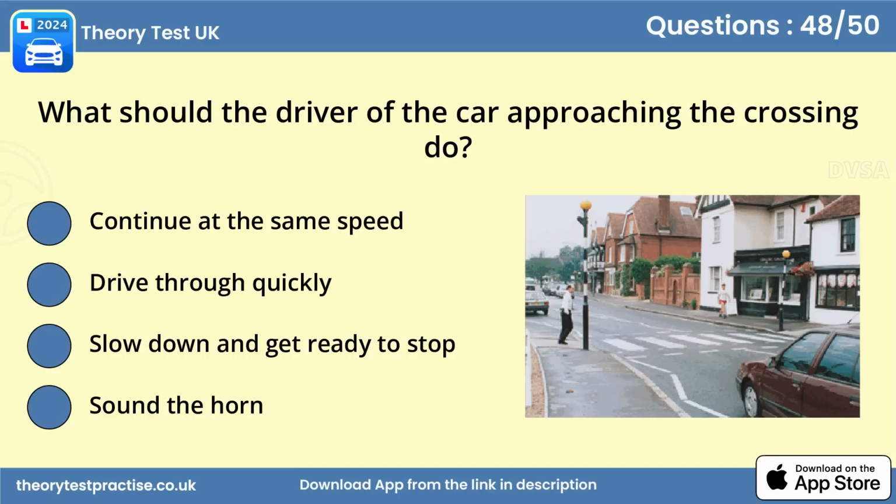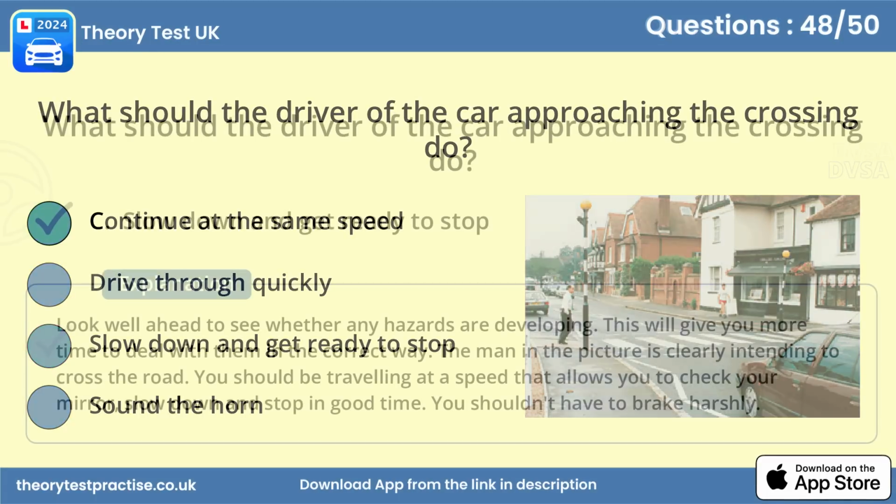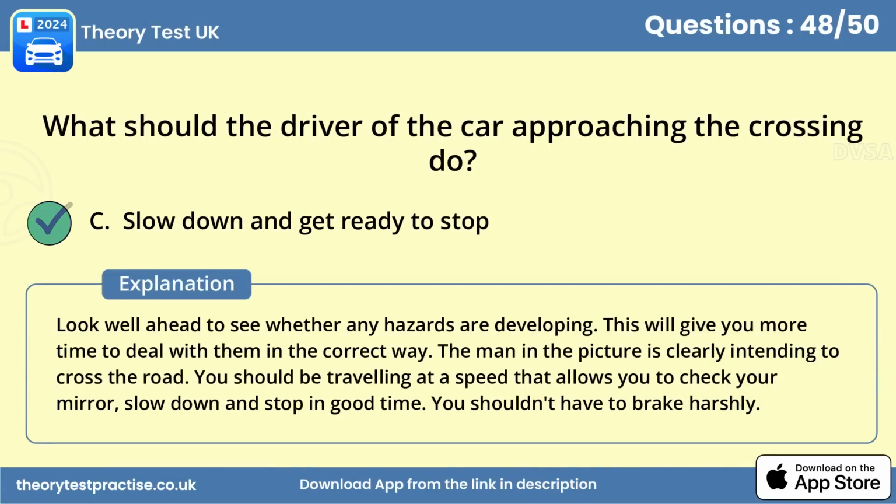Question 48. What should the driver of the car approaching the crossing do? C. Slow down and get ready to stop. Look well ahead to see whether any hazards are developing. This will give you more time to deal with them in the correct way. The man in the picture is clearly intending to cross the road. You should be traveling at a speed that allows you to check your mirror, slow down and stop in good time. You shouldn't have to brake harshly.